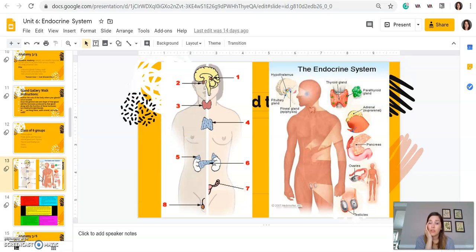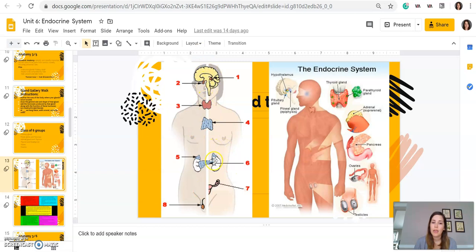This slide's a really good slide too if you want to review the glands. So you should know 1 through 6 which glands those are. So you have your pineal, the pituitary, thyroid, and then within the thyroid is the parathyroid, the thymus, which remember, that's the gland that goes away after puberty and turns into adipose tissue. Your adrenal glands, which sit on top of your kidneys, the pancreas, and then in females, obviously ovaries, males, testes.